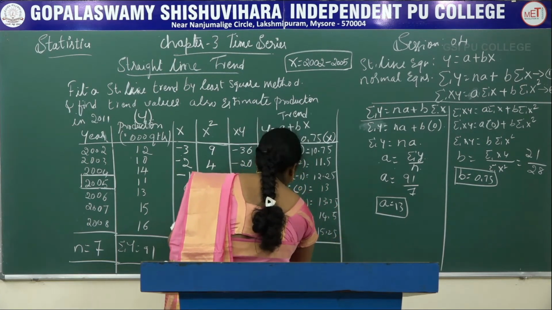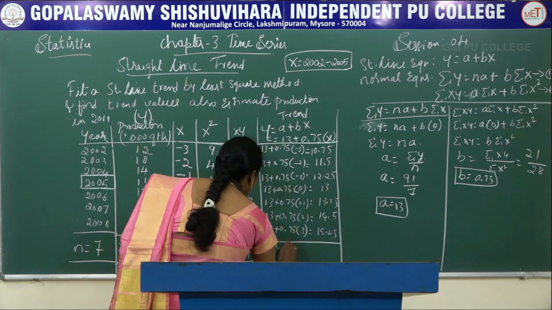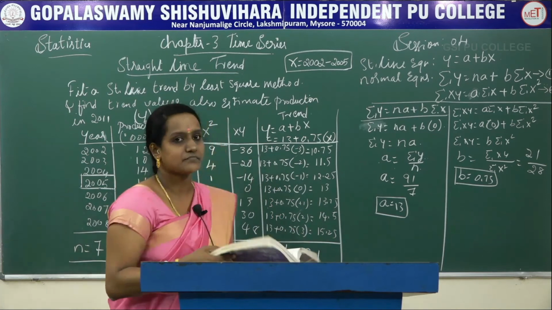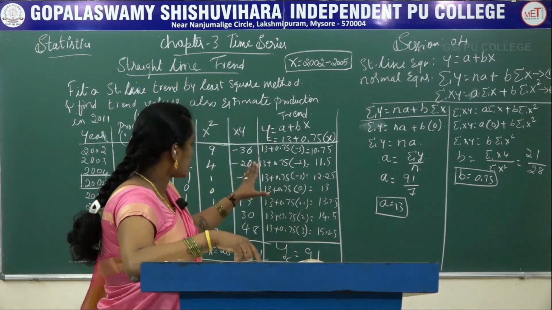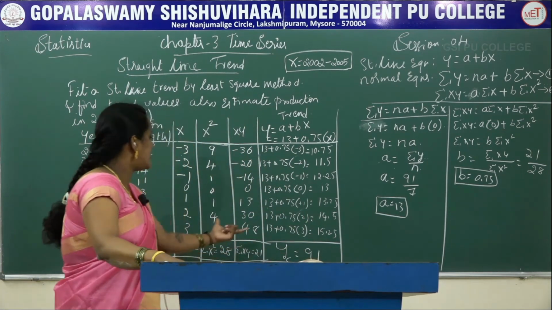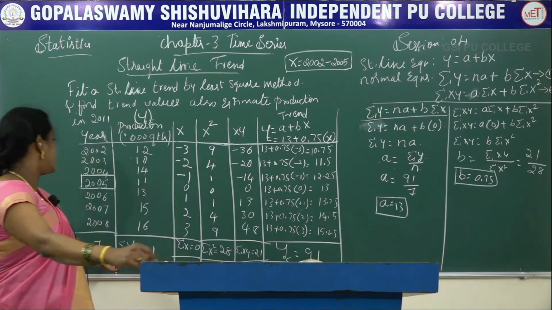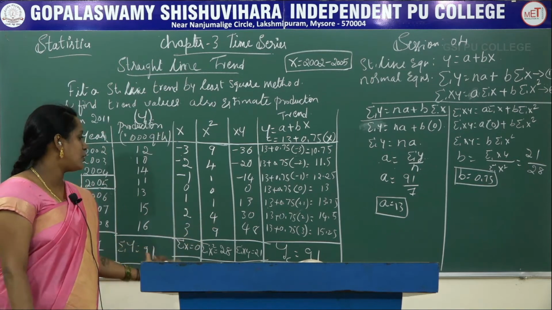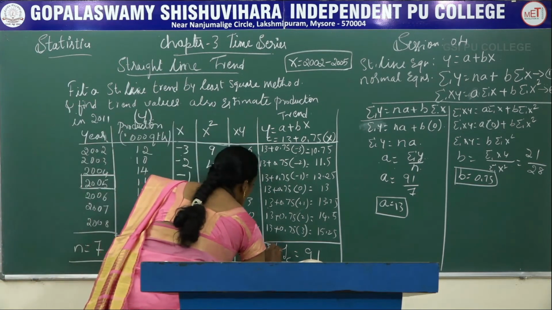After adding this trend value column, your y calculated sum should be 91, or approximately 91, so that the sum of both the columns, the calculated values and the given production values, are the same.